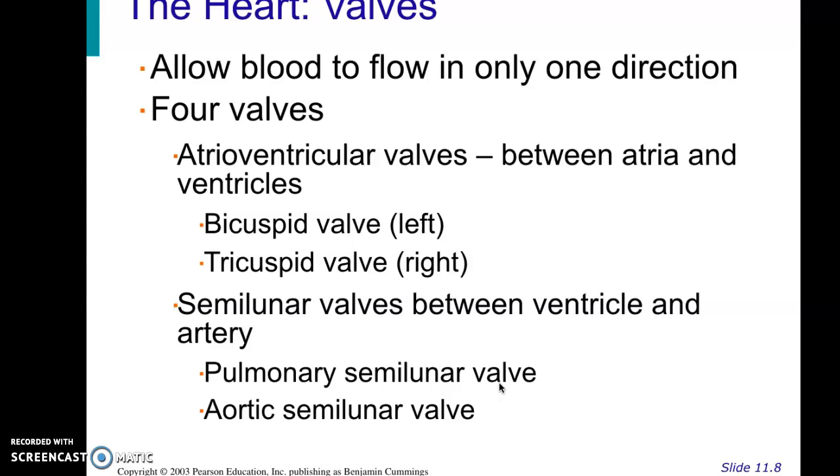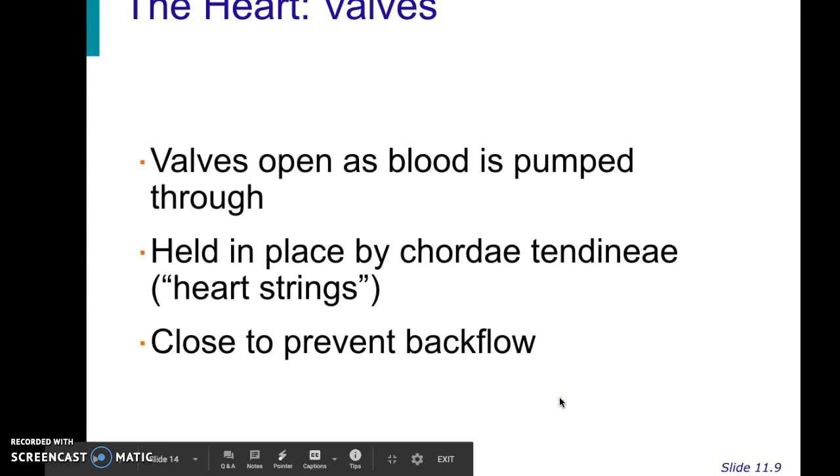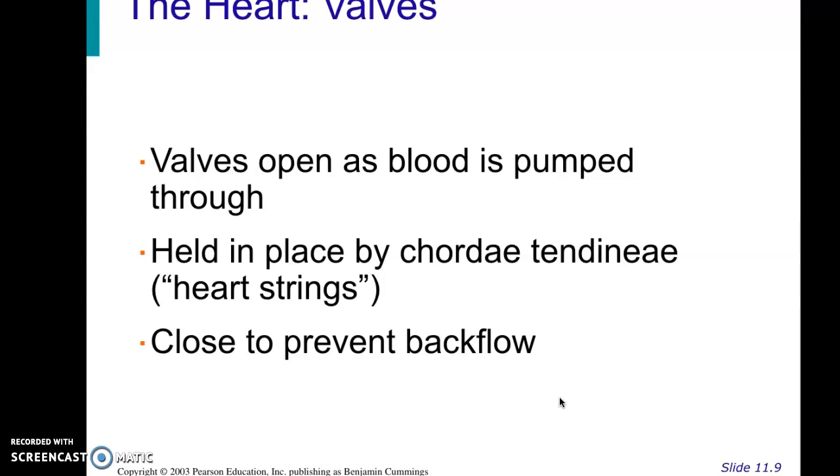So the one that leads from the right ventricle to the pulmonary artery is called the Pulmonary Semilunar Valve. The one that goes from the left ventricle to the aorta is called the Aortic Semilunar Valve. As the chambers pump, the valves open and the blood goes through it.